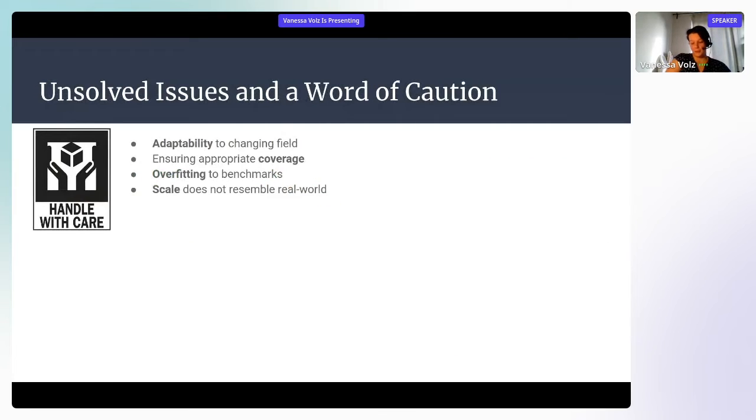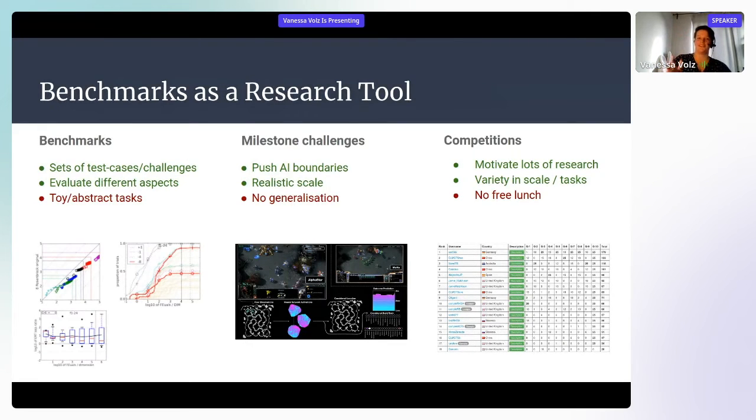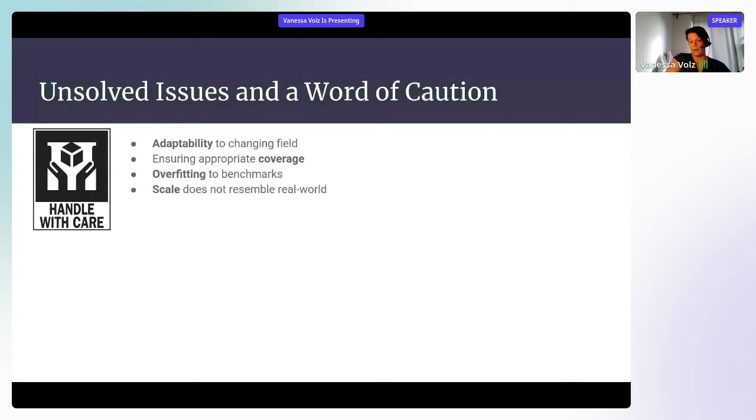Right. So while I'm making the case for introducing more benchmarks, because there are a lot of competitions, there are a few milestone challenges, and there's not a lot of benchmarks out there, at least as far as I know, not in the games sector. So while I've been specifically working on benchmarks, I do want to caution, because they are not the end-all be-all. Benchmarks are usually not very adaptive, and we are in a very changing field, both in terms of games, but also in terms of AI.